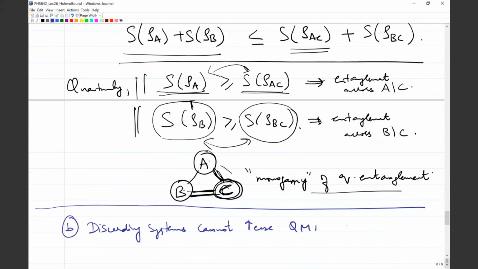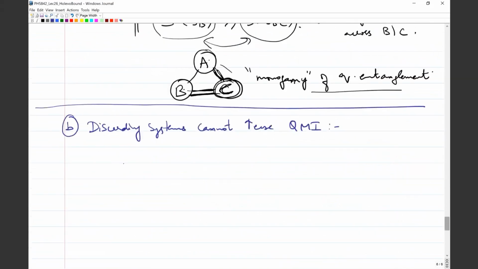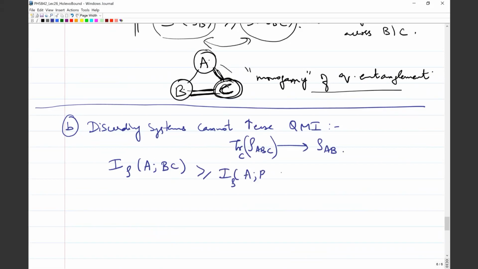Okay, so let me write it in a different form so that it matches with the way I've written down the subadditivity here. So what you want to say is that if I have a tripartite system rho ABC, and let's say I trace out C, so I end up with rho AB, then I want to say that this mutual information between A and BC will have to be greater than or equal to the mutual information between A and B. That's what we're trying to say.